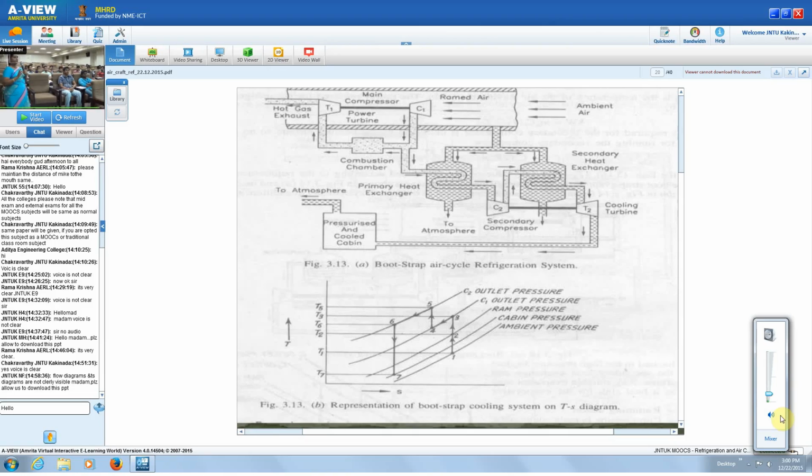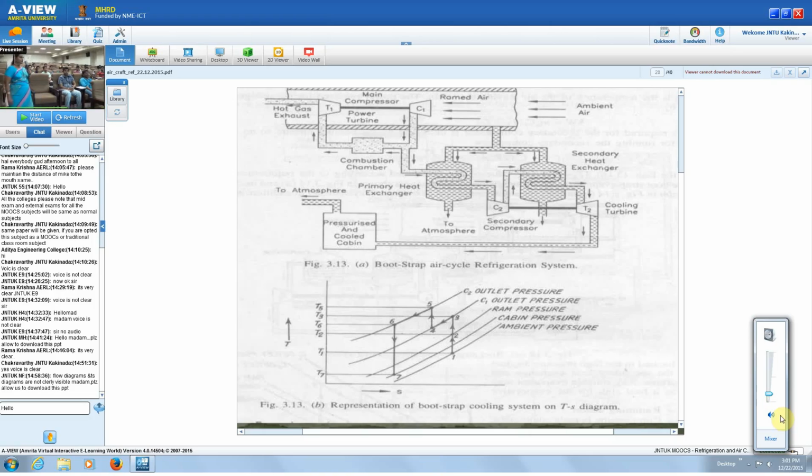And here in all these processes we have assumed ideal processes. So 1 to 2 is isentropic compression, then 2 to 3 is again isentropic compression in the main compressor, then 3-4 is heat rejection in the primary heat exchanger. So here the ram air itself will be used as a sink.